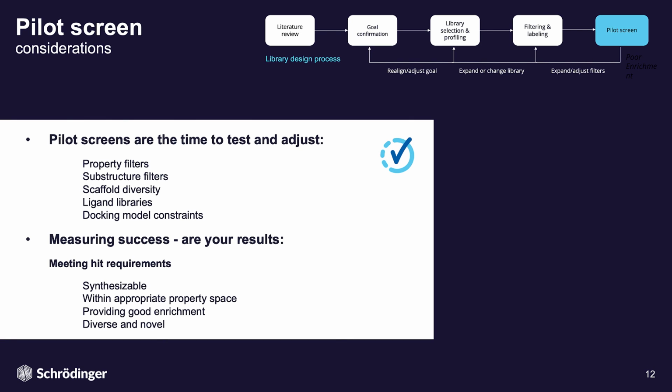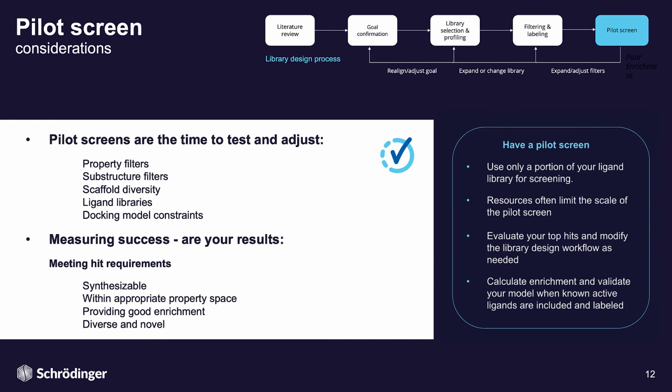Pilot screens and validation runs benchmark performance, and test filters, ligand libraries, and screening constraints, providing an opportunity to evaluate top-ranked compounds and refine the process. It's highly recommended to run one or more smaller pilot screens with representative ligand subsets from the full library before pursuing a larger-scale virtual screen. The length of the full screen and computational resource requirements can also be estimated from the pilot run.